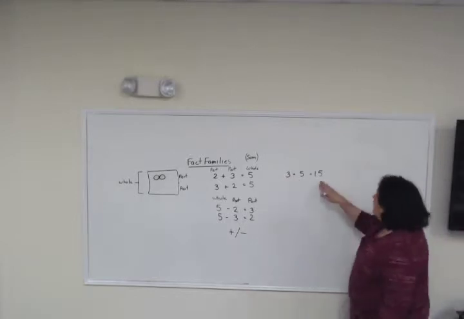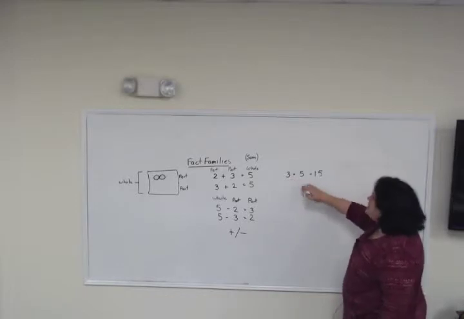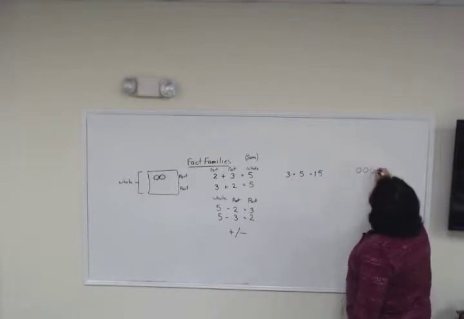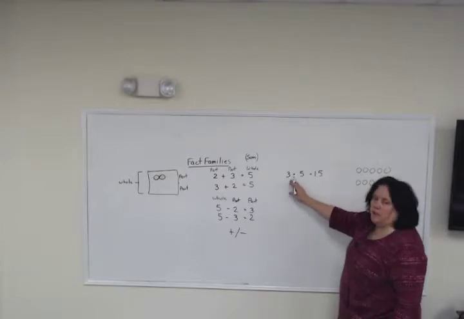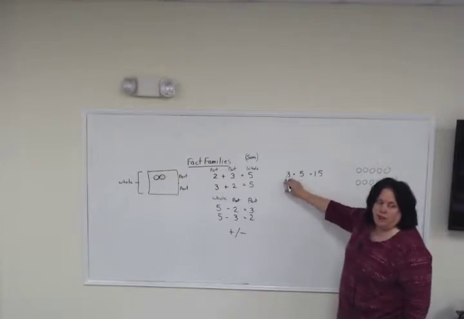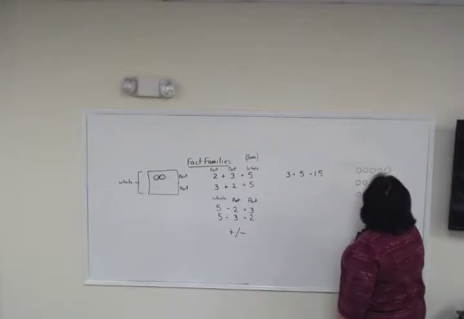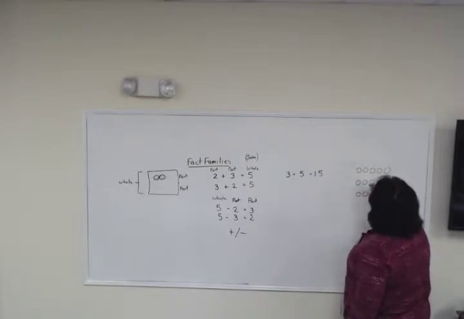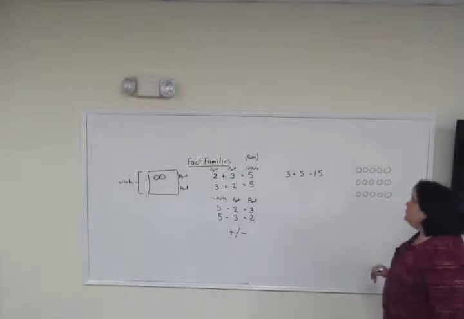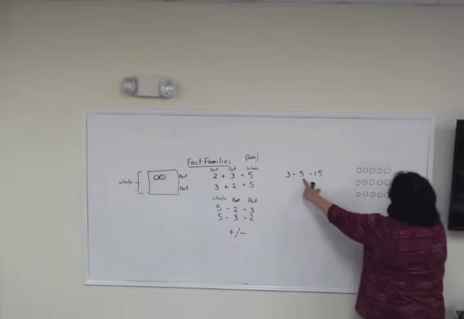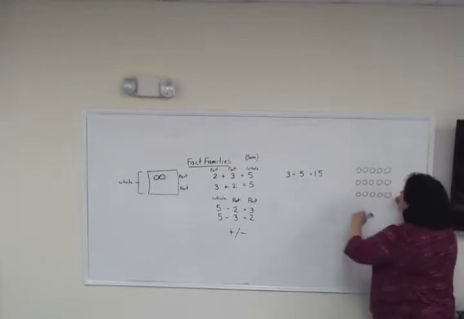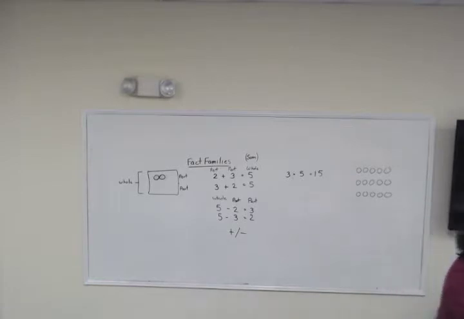Now let's take a look at what this fact means. 3 sets of 5. 1, 2, 3, 4, 5. I'm gonna draw 3 sets. 3 sets of 5. 3 times 5. 3 times I'm gonna write 5. And you can see 5, 10, 15, that equals 15. Now, I have a set of 5, another set of 5, and another set of 5. 3 sets of 5.